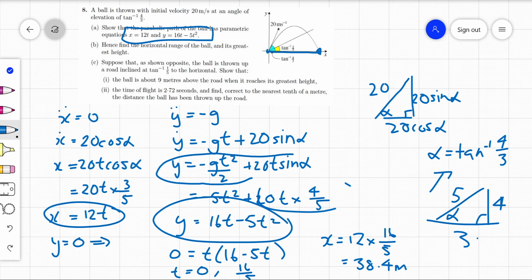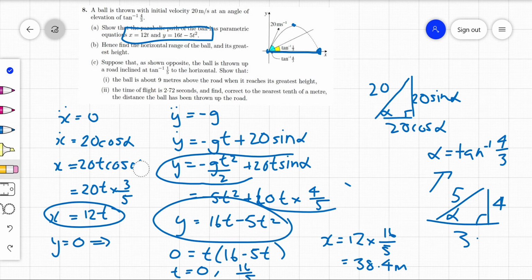So what about the greatest height? We've first got to find the time when that happens, and we know when it changes direction that the vertical velocity is 0, so we're looking at the y dot equation. So we're looking for where y dot equals 0.